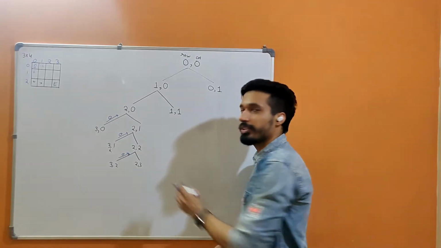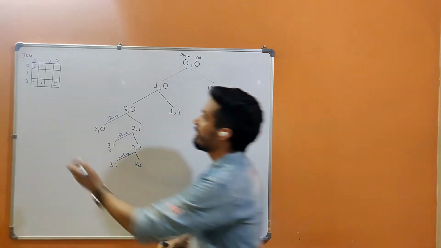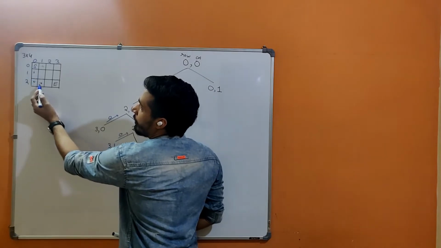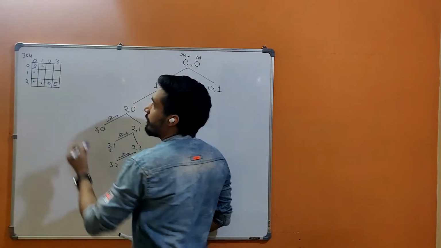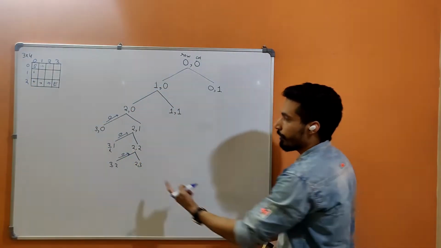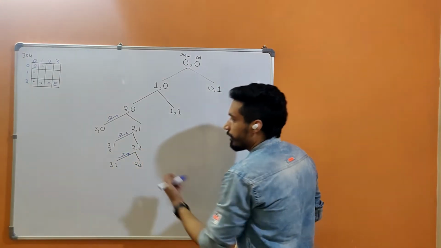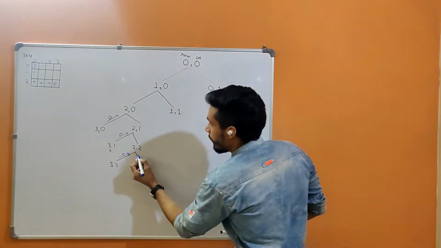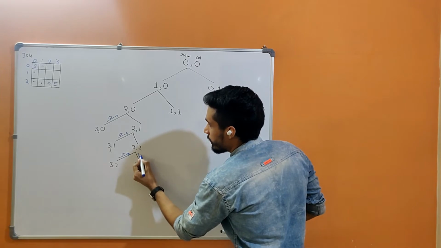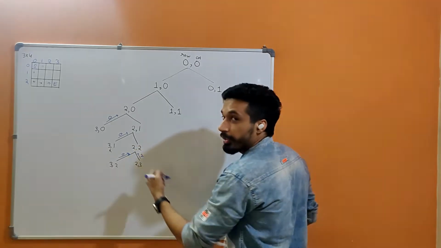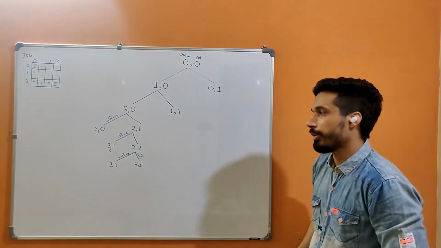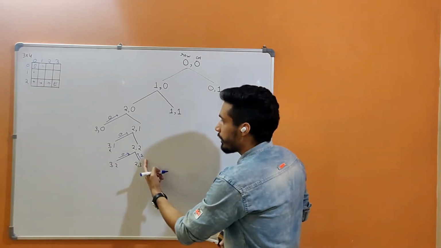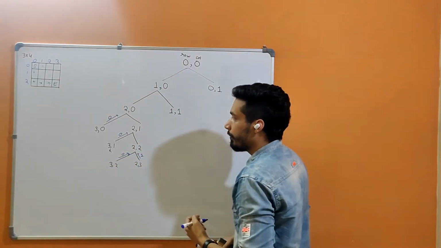We find the first unique path. That is, first we go down, then left, and then again left. That's our first unique path. So if we find the unique path, we simply return 1. Yes, we find the unique path. Alright. Now our recursion stack goes upward again.